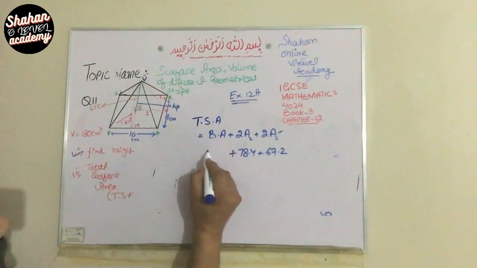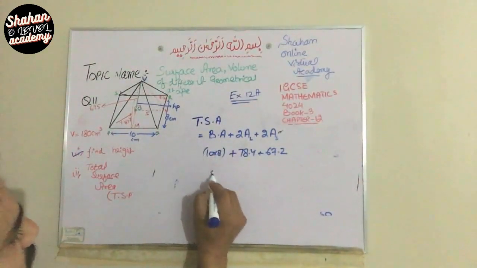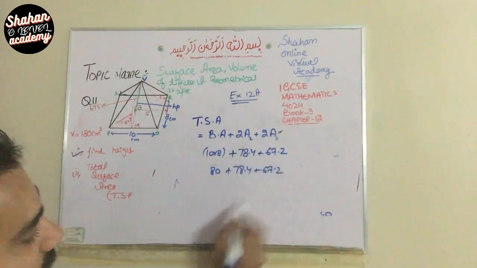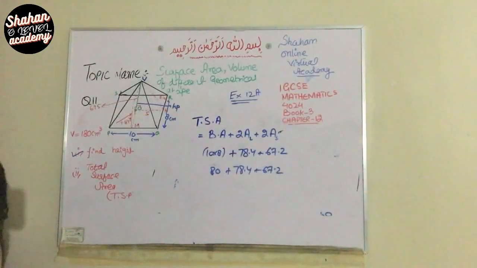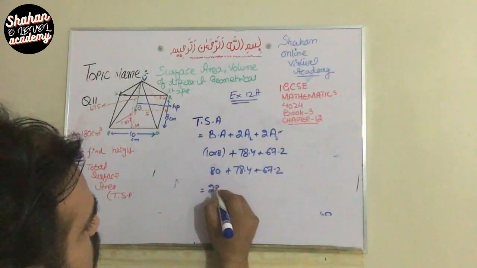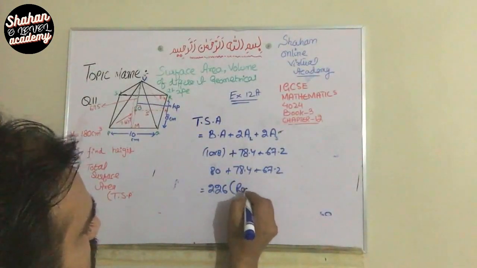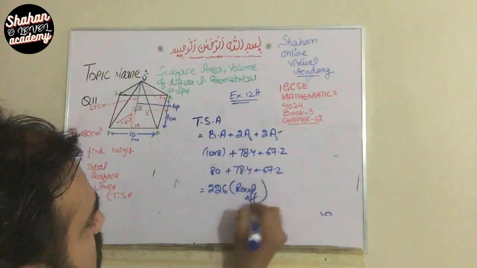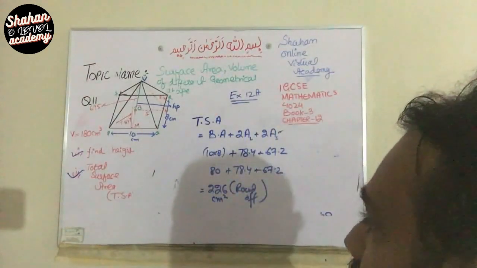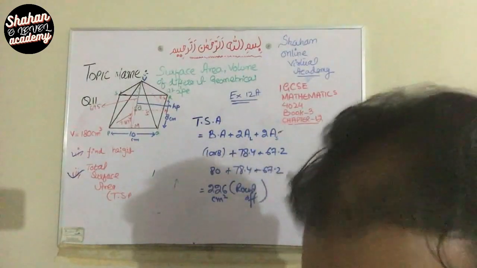It is 10 into 8, 10 multiplied by 8. So 80 plus 78.4 plus 67.2. Now this is simple. When we add, we find 226 rounded off, in centimeter square. Just put in the formula and we can easily find the value of TSA.